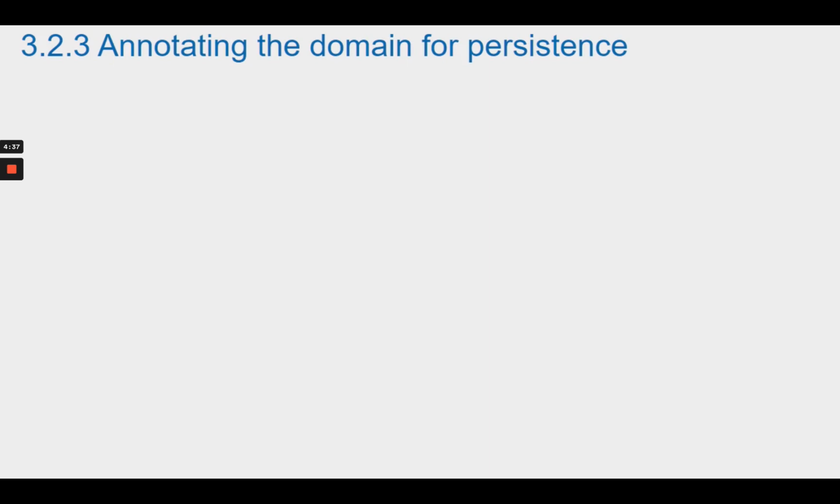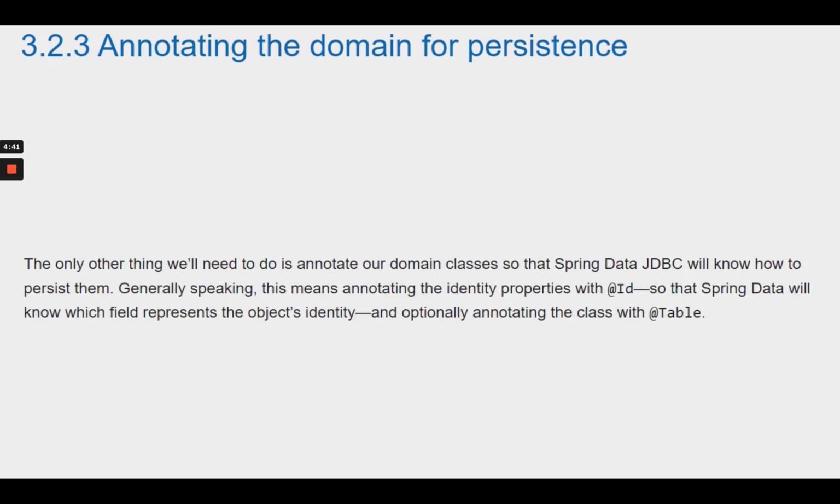Section 3.2.3, Annotating the domain for persistence. The only other thing we'll need to do is annotate our domain classes so that Spring Data JDBC will know how to persist them. Generally speaking, this means annotating the identity properties with @Id so that Spring Data will know which field represents the object's identity, and optionally annotating the class with @Table.